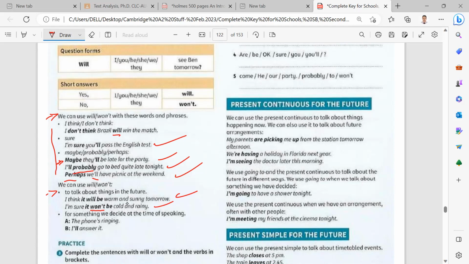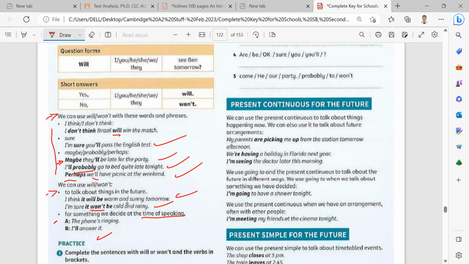Okay? Or we can use it for something we decide at the time of speaking. يعني احنا بنسميها quick decision، يعني قرار سريع. مثلا احنا جالسين او انت جالسه مثلا with your family and someone is knocking the door. تقولي ايه؟ I'll open the door. خلاص انا بفتح الحين. So here quick decision، يعني قررت بسرعه انت لا تفتحي. I'll open the door. Or another one, the phone is ringing. You can say I'll answer it.